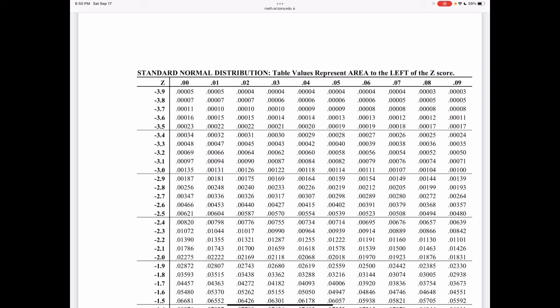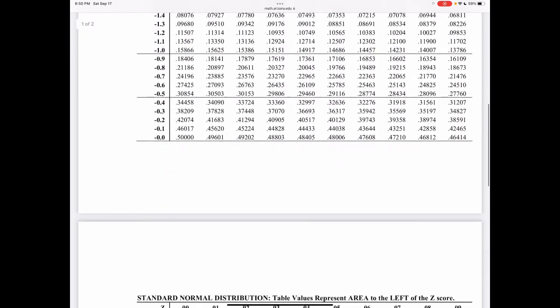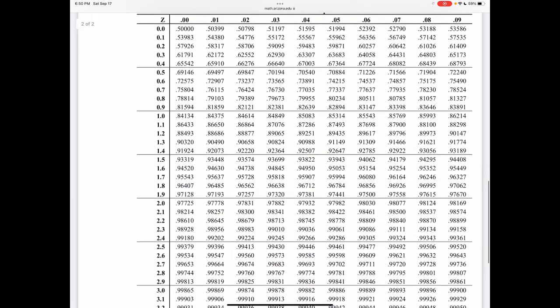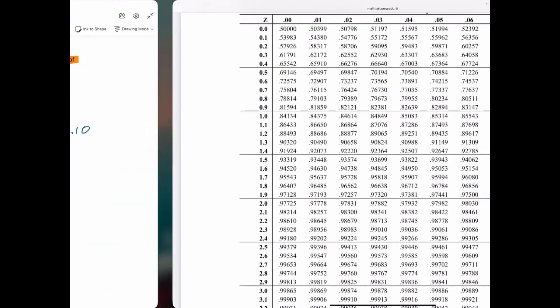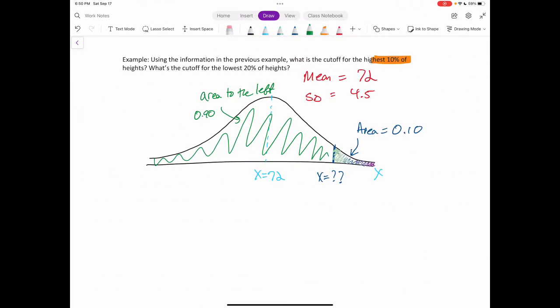So once again, these are all areas to the left. And the same thing for the positive values. They give you areas to the left. But our situation is different. We don't know the z-score in this case, but we know that the area to the left is 0.90.